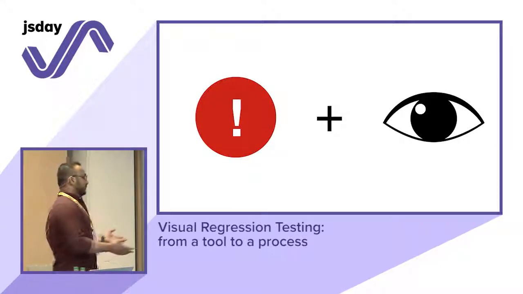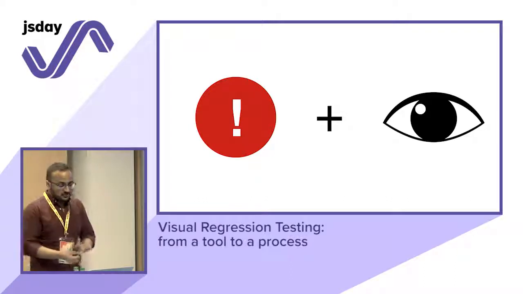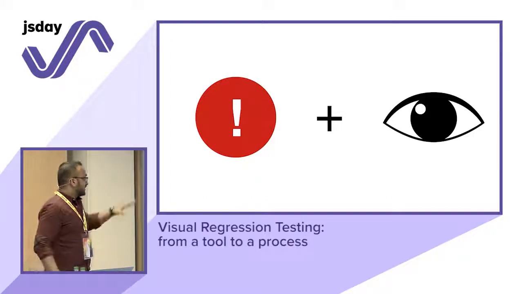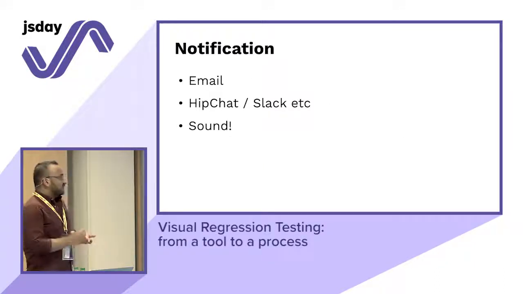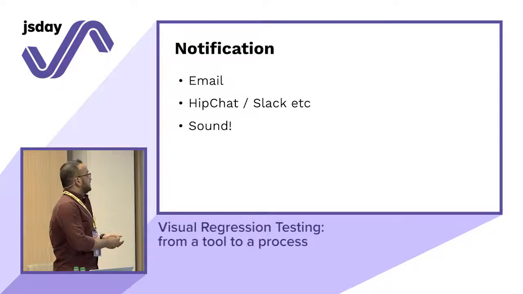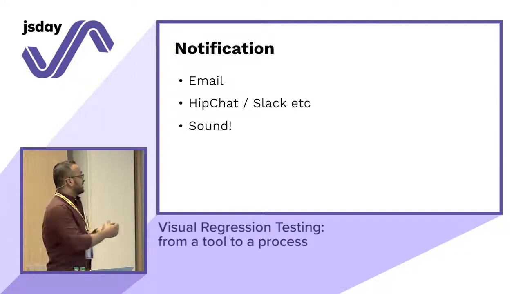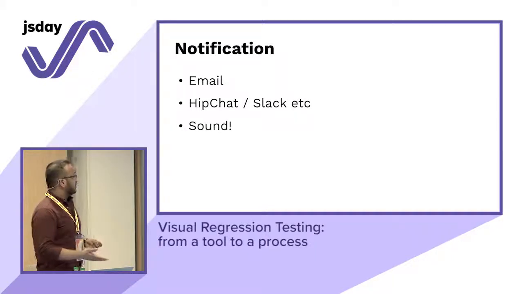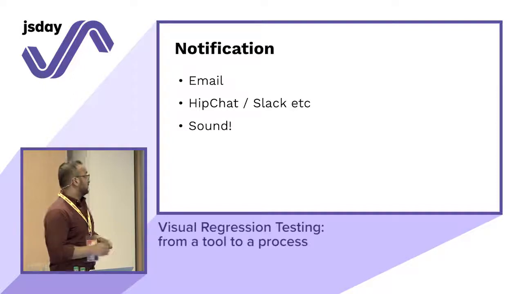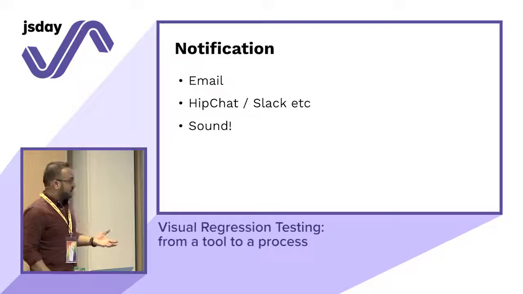We need two more things. We're not done here. We need a way to notify the users, and we need a way to view the results. Because if you don't do that, you don't have a process. It's just something running in the background, and you're not aware of it. Notification is a very simple thing. You can send an email that, hey, your tests have failed. You can send a HipChat or Slack message. Or you can be creative. You can play a sound if you're running it on your local machine. Mac has a very straightforward command to play any sound. I'm sure other platforms have it too.